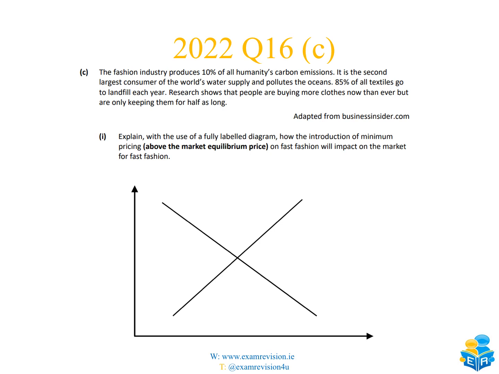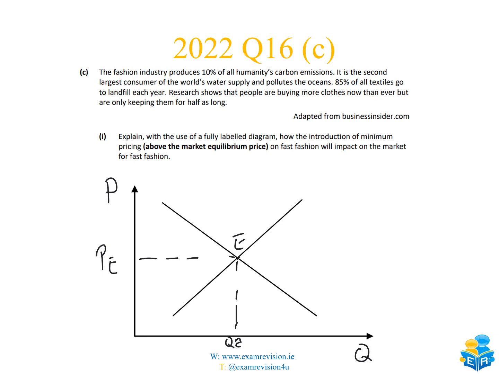So explain with the use of a fully labelled diagram how the introduction of minimum pricing above the market equilibrium price on fast fashion will impact on the market for fast fashion. Okay, so straight away we'll go and do our same again. Put in our P, our Q, our equilibrium, and then we'll do our price equilibrium, and we will do our quantity equilibrium.